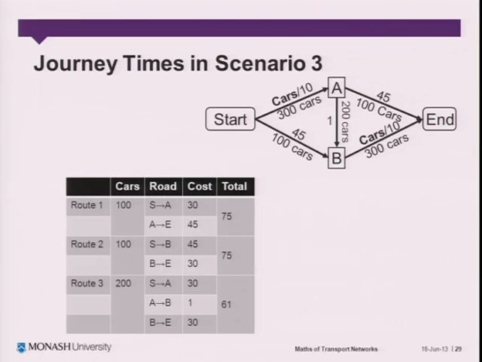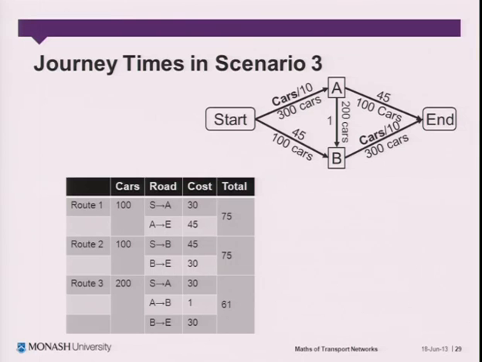So let's suppose that 200 of the 400 cars have now switched to this third route, so they're going start to A to B. So now we have 300 cars going from start to A, 100 going on from A to end on route 1, 100 cars going from start to B, and those 100 will then go on from B to end, and then 200 cars going from start to A to B to end. So we get a total of 300 cars going from B to end.